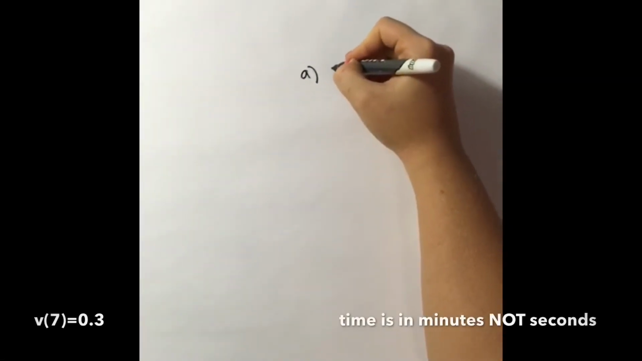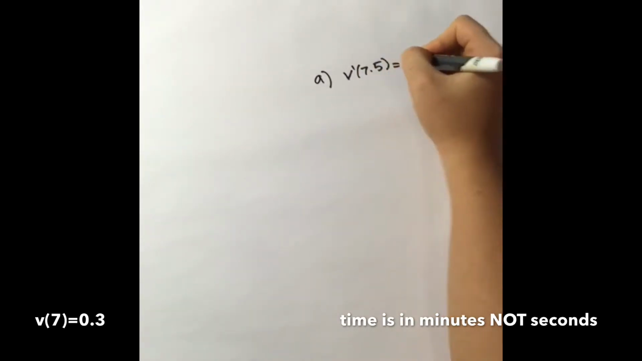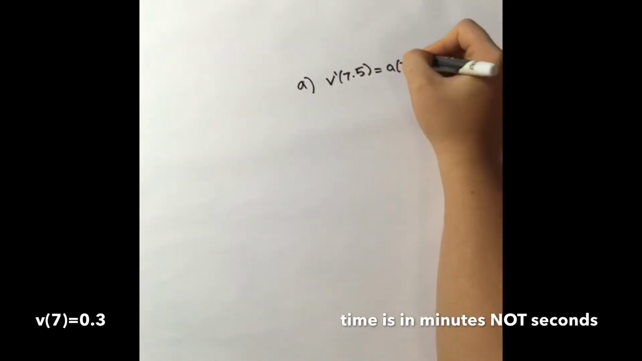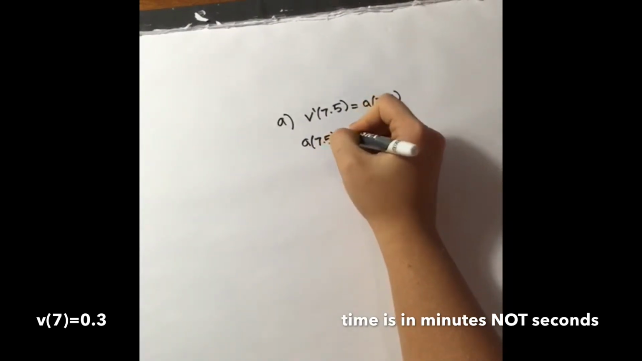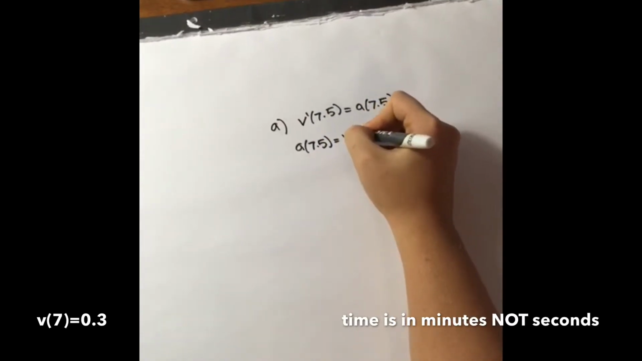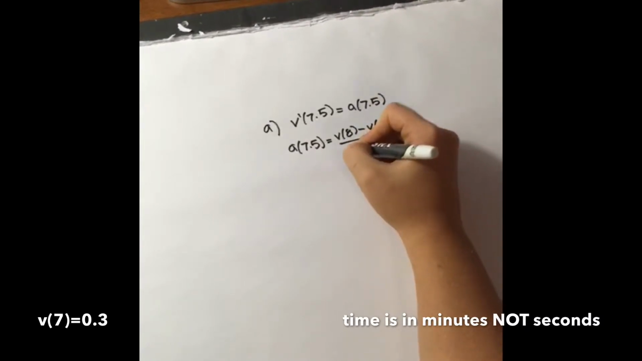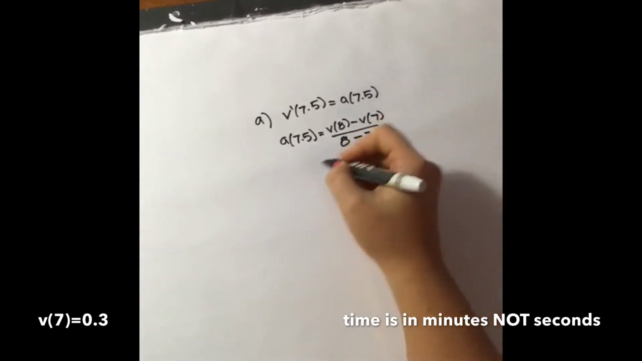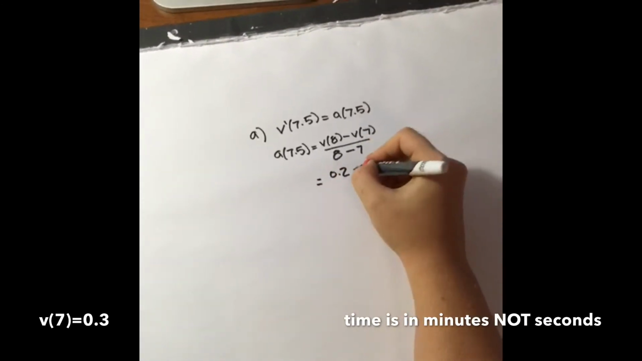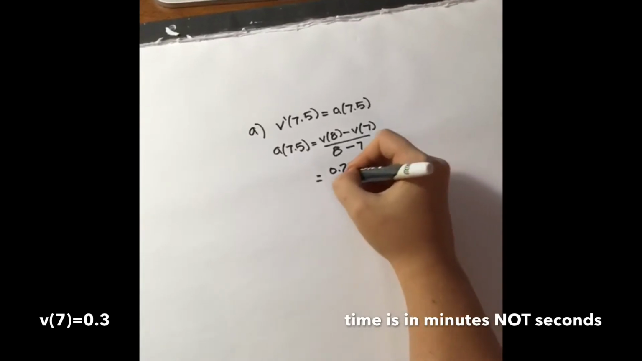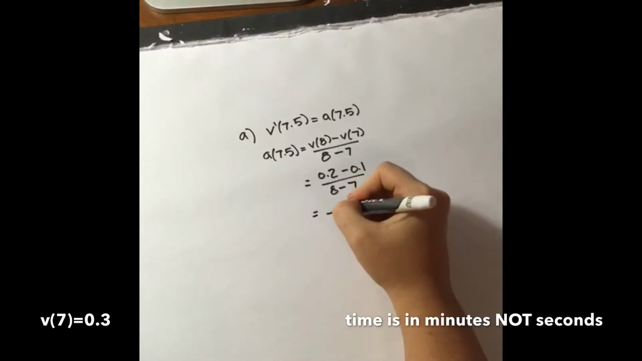So in order to find the acceleration in part A, we're going to have to use the equation v prime of x equals v of b minus v of a all over b minus a. This will give us the average acceleration between those two time frames. So we're first going to have to find out what the values of v of a and v of 7 are, and those, if you look at the graph, are 0.2 miles per minute, and the v of 7 is 0.3 miles per minute, not 0.1. That's an error in the writing.